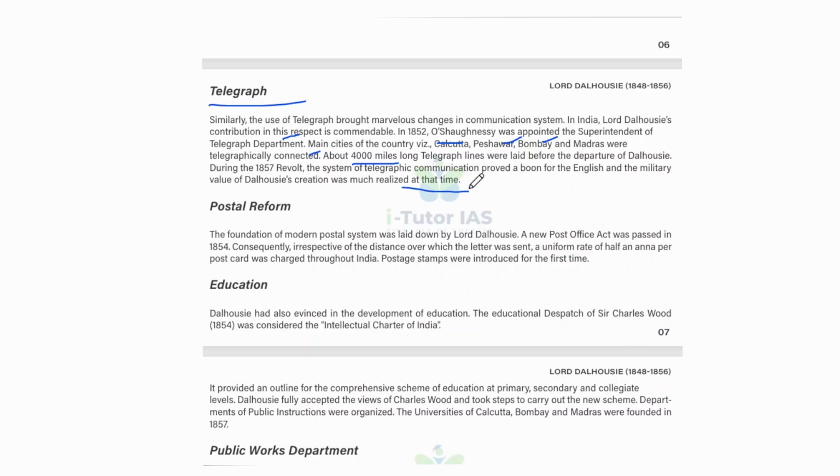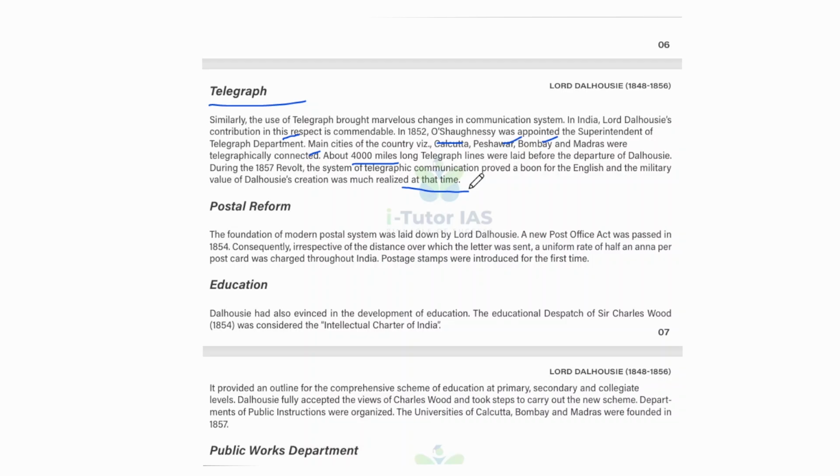Okay, and postal reform was also done by him. The foundation of the modern postal system was laid down by Lord Dalhousie. A new Post Office Act was passed in 1854. Consequently, irrespective of the distance over which the letter was sent, a uniform rate of half an anna per postcard was charged throughout India. And postage stamps were introduced for the first time. Okay, in Dalhousie's time, postage stamps were introduced for the first time.